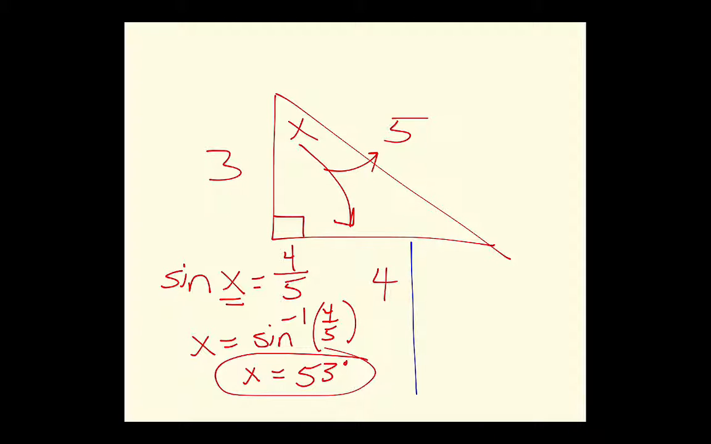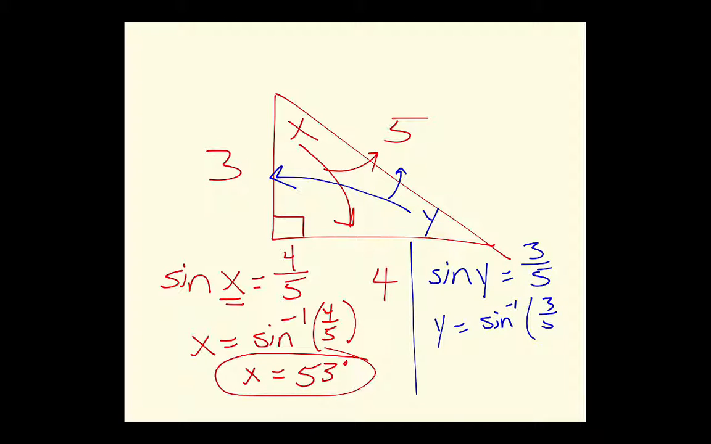The other angle, I'll call it angle Y, is the same idea. I'm even going to use sine again. The opposite of Y is 3, hypotenuse is still 5. So the sine of angle Y should be 3 over 5. So that means if I take the sine inverse of 3 over 5, I should get an angle of 36.8, which we're going to round to 37 to the nearest degree.